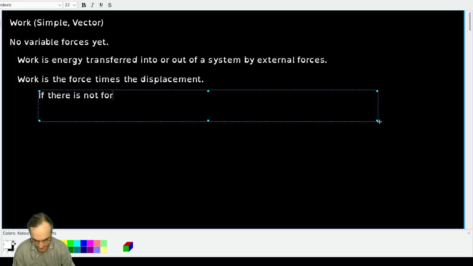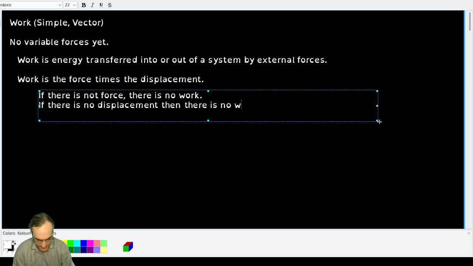If there is no force, there is no work. So in the absence of external forces, there's no work done on a system. It is also true that if there is no displacement, then there is no work.